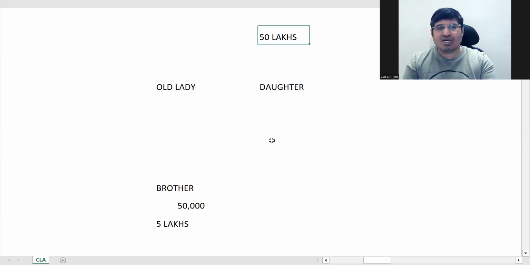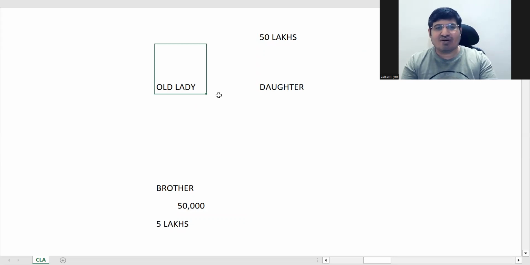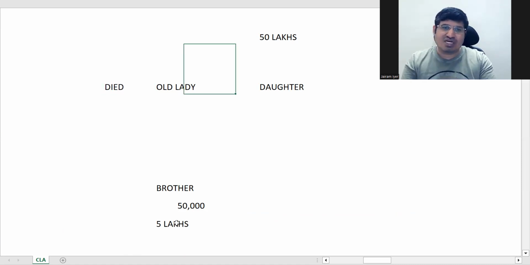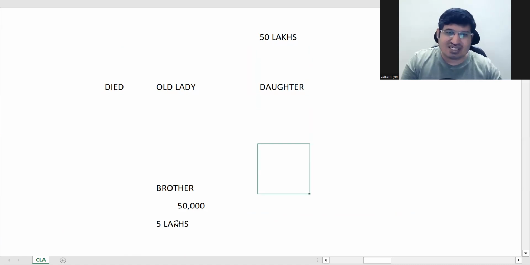And the old lady gave her 50 lakhs. So basically, what the old lady is saying is, out of 50 lakhs, give 5 lakhs to my brother, in yearly installments, you can give 50,000. Now the old lady died after this. After saying this, she died. The deed was made.